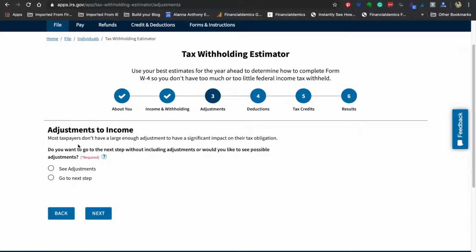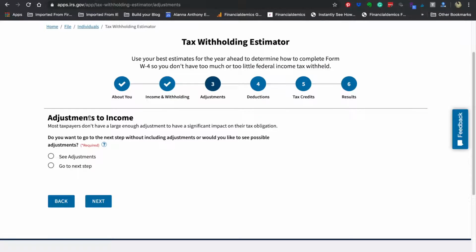All right, so we went ahead and hit next, and the next section is adjustments. So it basically states that most taxpayers don't have large enough adjustments to have significant impact on their tax obligation. Do you want to go to the next step without including adjustments, or would you like to see possible adjustments? This is something that you can choose to do if you want to. I will show you this section. This person does not need to. I know that they will take the standard deduction.